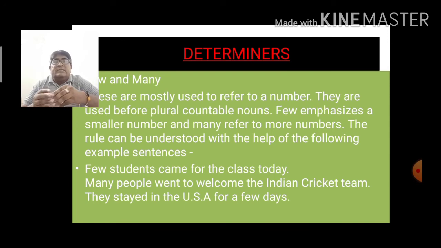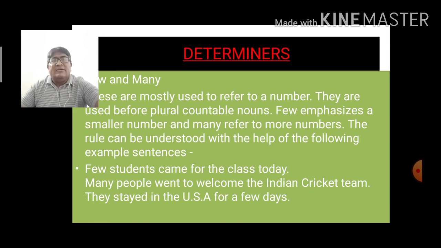Here are some examples. For example, few students came for the class today. Few means one or two, because there might be an activity period. Many people went to welcome the Indian cricket team. They stayed in the USA for a few days.